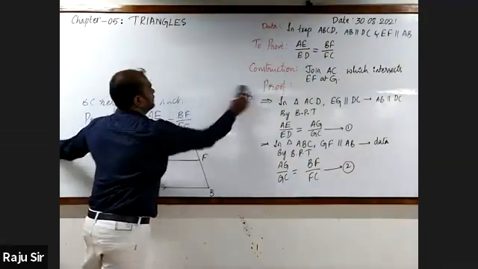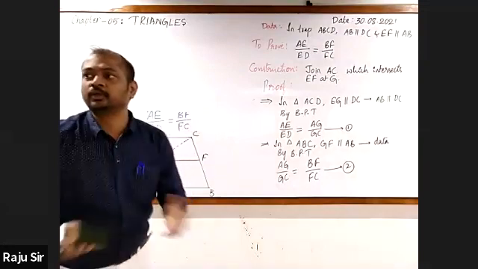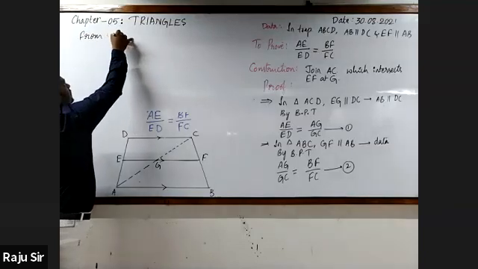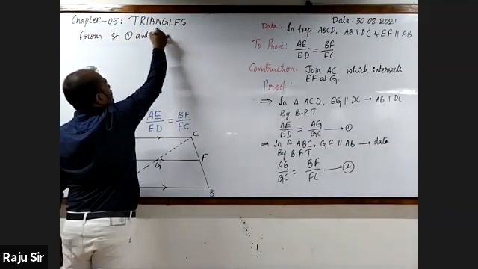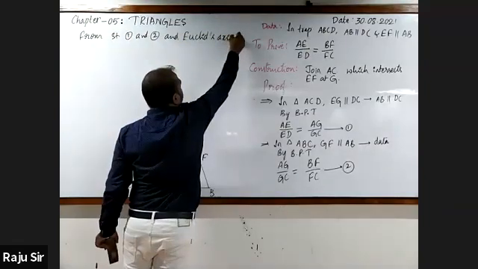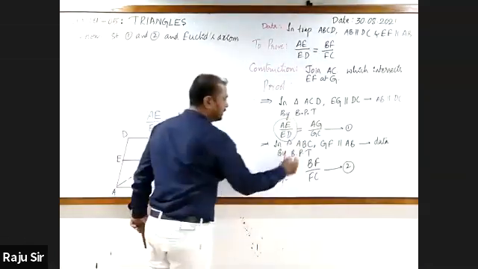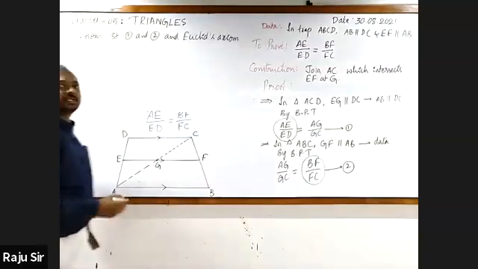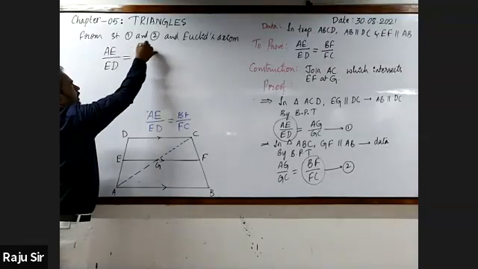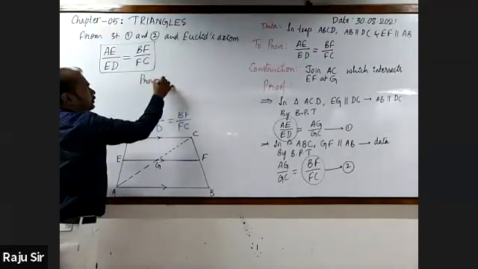Then further, from statements 1 and 2 and Euclid's axiom, you may write, AE by ED is equal to BF by FC. Hence, the statement is proved.